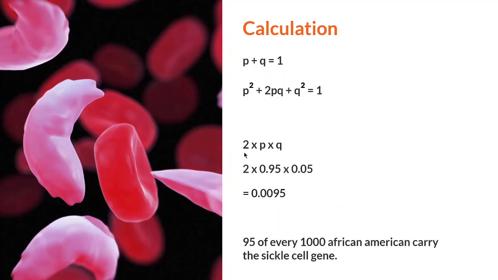So we've got P and we've got Q. Now we want to find 2pq. So all you're going to do is 2 times P times Q. So that's 2 times 0.95 times 0.05, and that is 0.0095. And normally we like to express this properly, so we say 95 of every 1,000 African Americans carry the sickle cell gene. Okay, so I've just times that by 1,000. It would probably be not so proper to say 9.5 of every 100 African Americans, so we want to get a whole number, so I just times by 1,000.